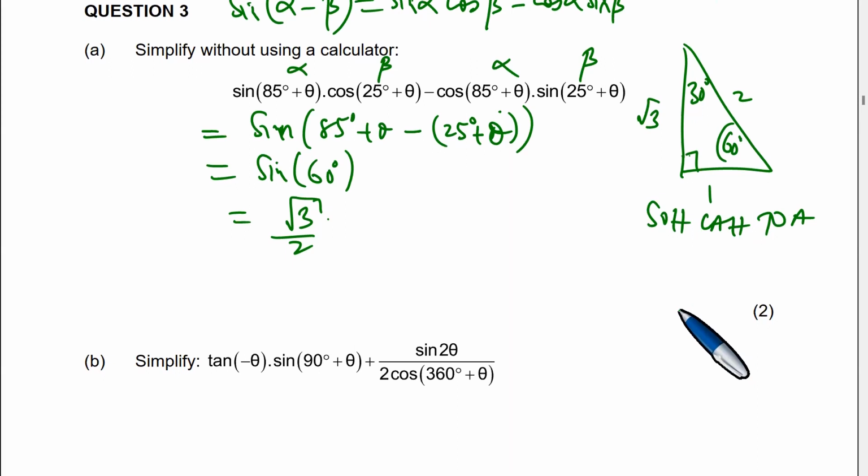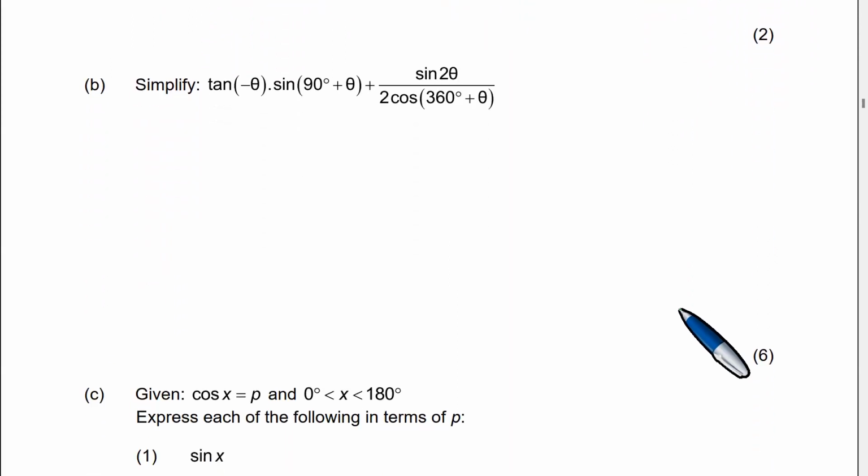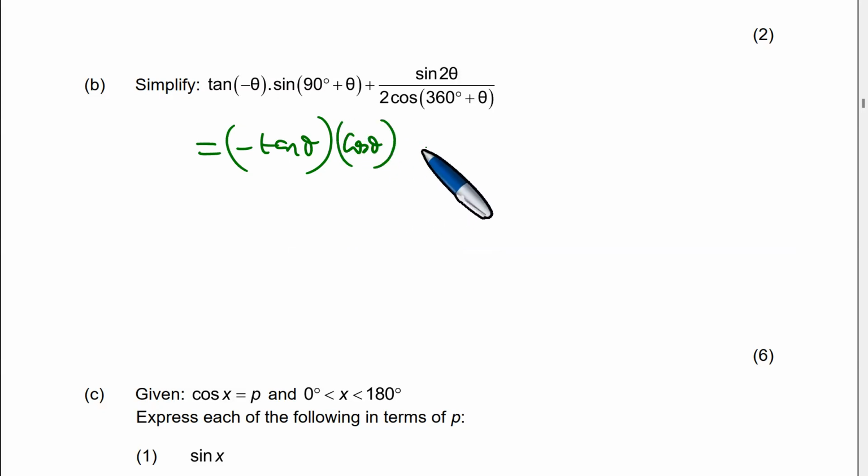Let's look at the next question. What is the answer to this? Okay. Right, if you look at this one here, let's simplify it together. So the tan of minus theta is minus tan theta, which is cosine theta. What is sine 2 theta? It is 2 sine theta cosine theta.